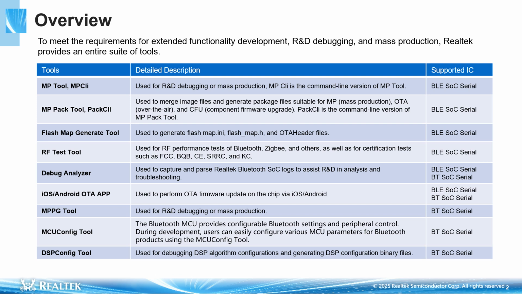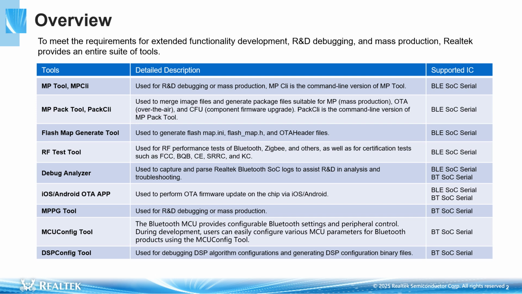The toolset includes MP Tool and MP-CLI, which are mainly used for R&D debugging and mass production with Realtek BLE SoCs. MP-CLI is the command line version of MP Tool and includes most of MP Tool's functions. MP Pack Tool and Pack CLI are used to pack image files and generate package files for MP, OTA, and CFU. Pack CLI is the command line version of MP Pack Tool. Flash Map Generate Tool is used to generate flash map files and OTA header files.